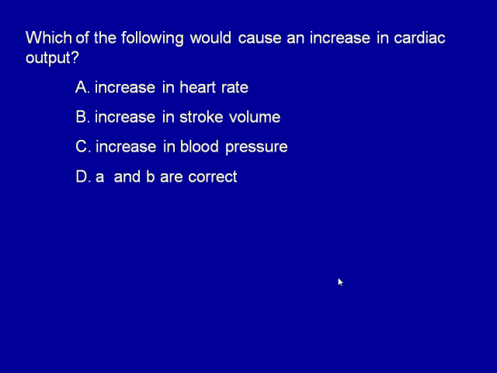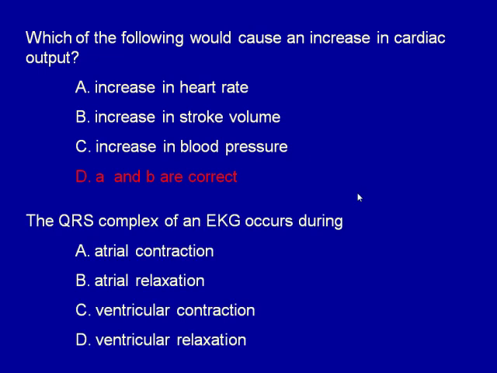Which of the following would cause an increase in cardiac output? An increase in heart rate, an increase in stroke volume, an increase in blood pressure, or A and B are correct? Remember, cardiac output is heart rate times stroke volume, so these are the only two things that will affect cardiac output. The QRS complex of an EKG occurs during atrial contraction, atrial relaxation, ventricular contraction, or ventricular relaxation.